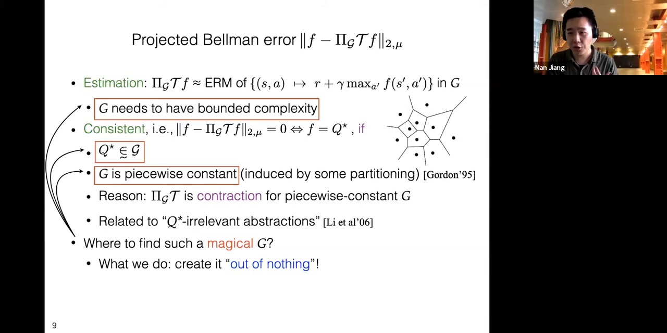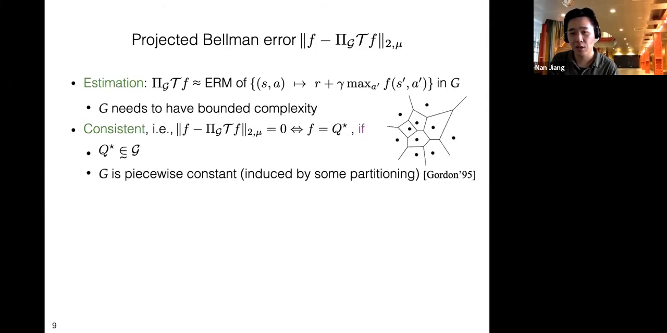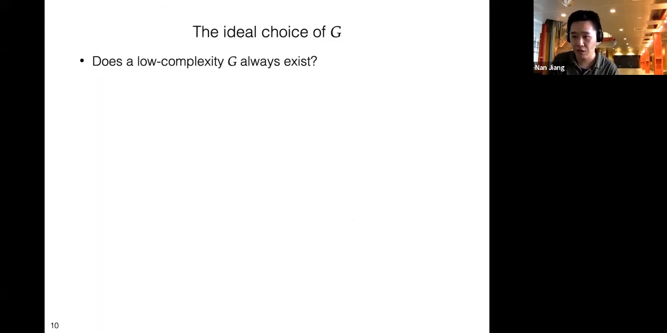So before showing you that, I first need to answer a question. I talk about needing a nice function class G that satisfies all these nice properties. The very first question you need to ask is, does this kind of nice G always exist for any MDP? Or do I need to make additional structural assumptions on the MDP for this G to even exist, let alone identifying it or constructing it out of nothing?